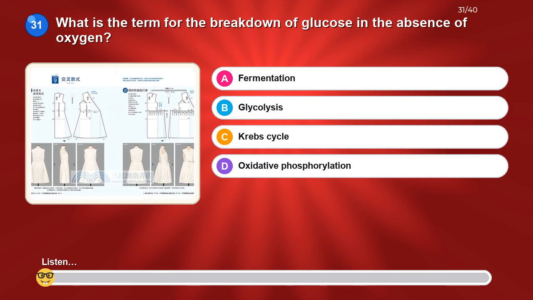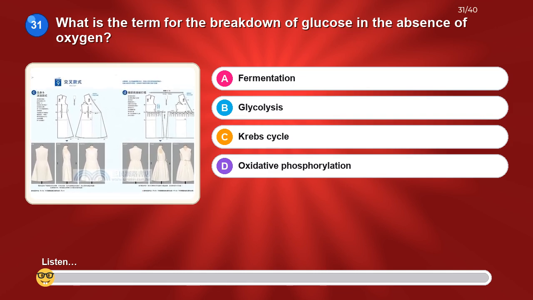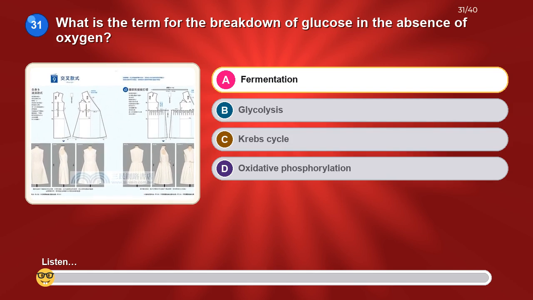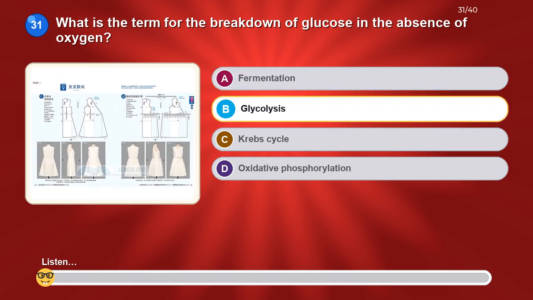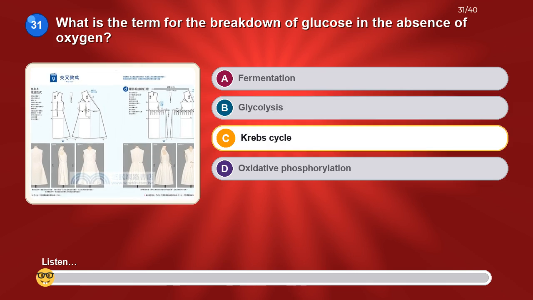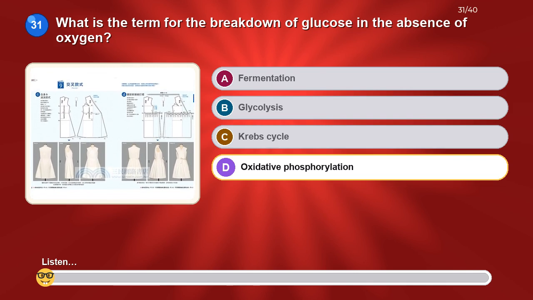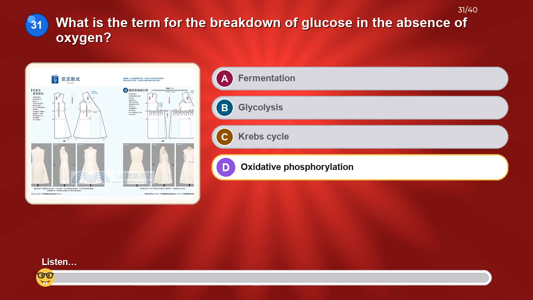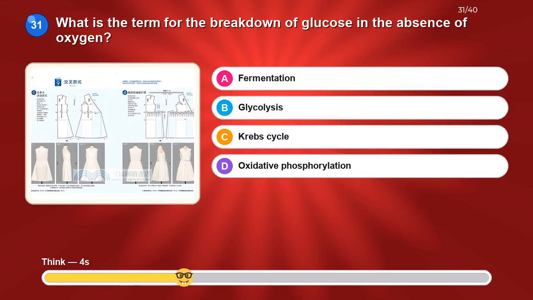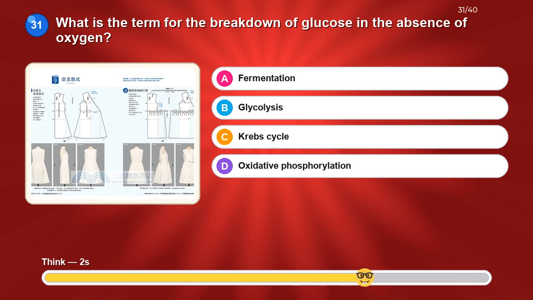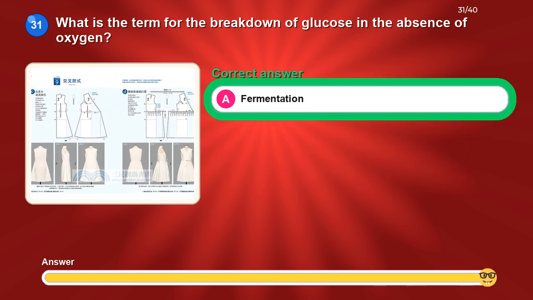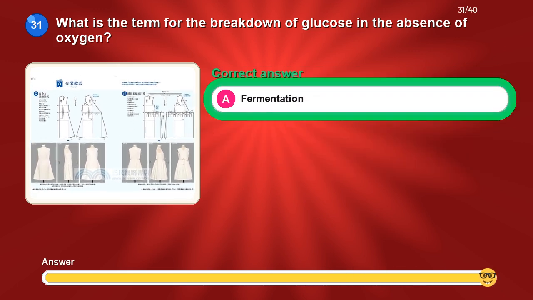What is the term for the breakdown of glucose in the absence of oxygen? Option A, fermentation. Option B, glycolysis. Option C, Krebs cycle. Option D, oxidative phosphorylation. The correct answer is fermentation.